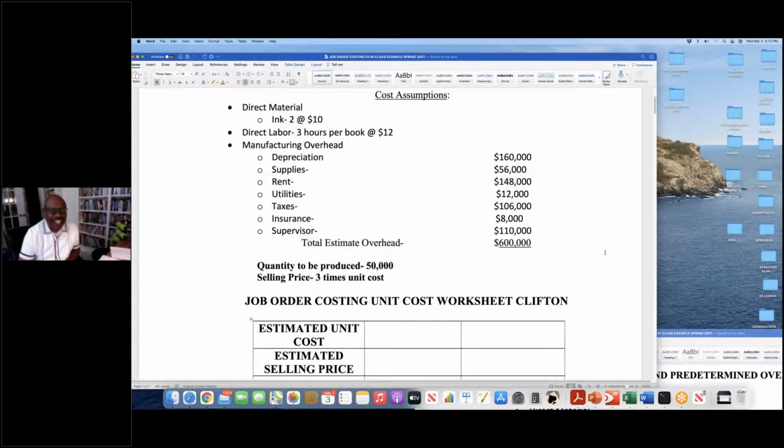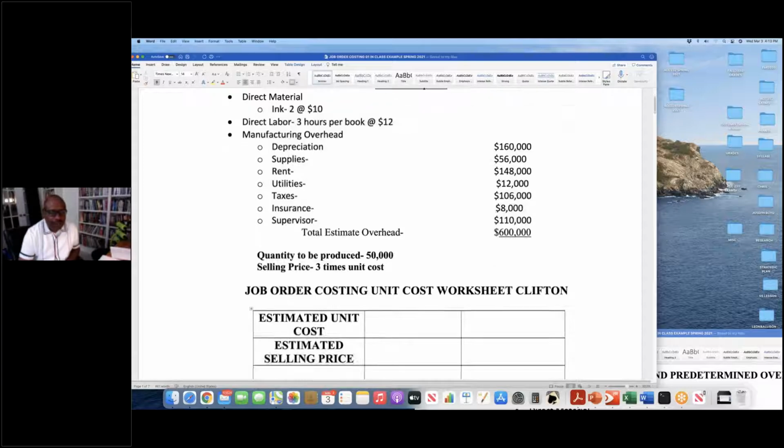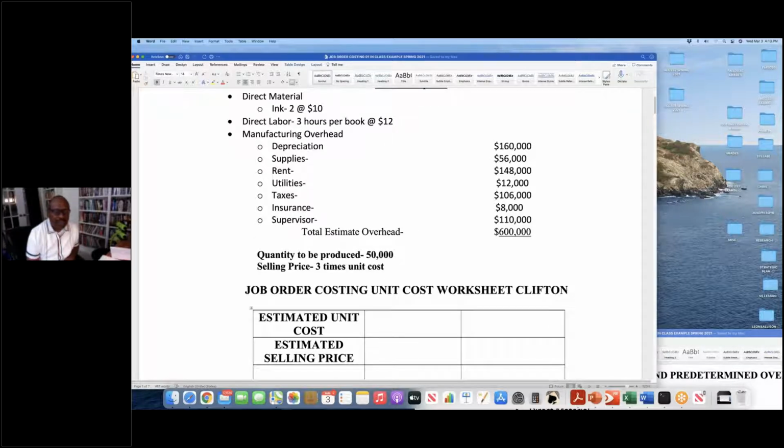Okay, so we're going to start with the direct material. We're going to get the estimated unit cost, and we're going to start with the ink, which is 2 units at $10 per unit, and that's the only material. So it's really just $20. Because we know what we're doing now, we don't have to worry about that template. We're going to put $20 in here for the materials.